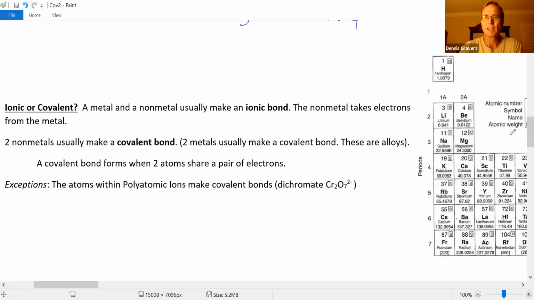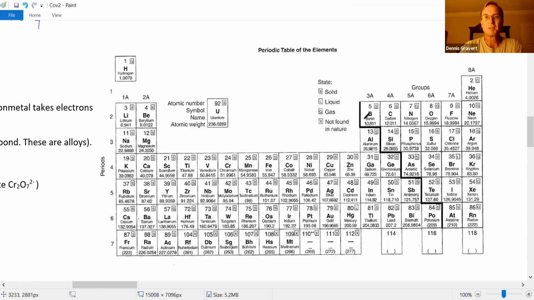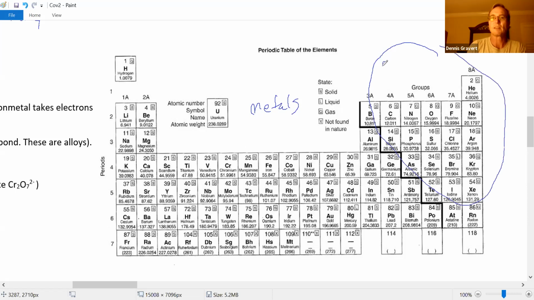Ionic or covalent. I kind of already said this, but let's reiterate it, just make sure we got it. Usually, little lawyers talking here. If you have a metal and a non-metal, they tend to make ionic bonds. So I've got the periodic table over here on the right. We're going to use that a lot today. And remember, the staircase separates the metals. Metals are on the left side. And up here in the upper right are the non-metals.